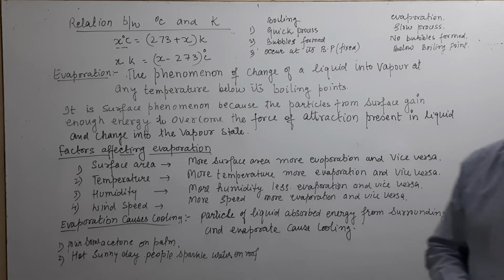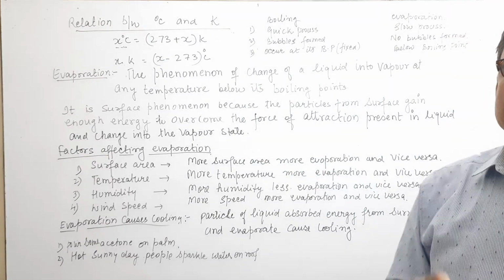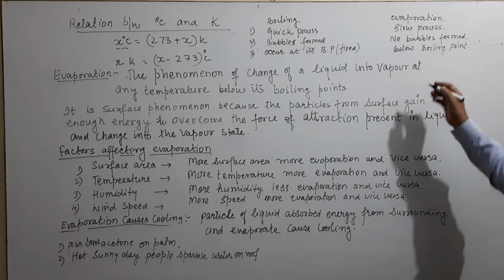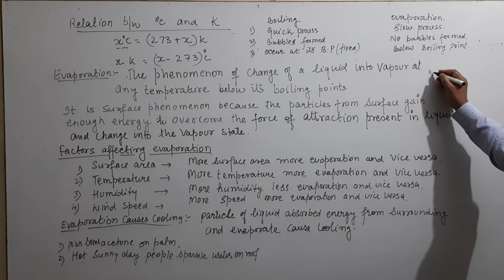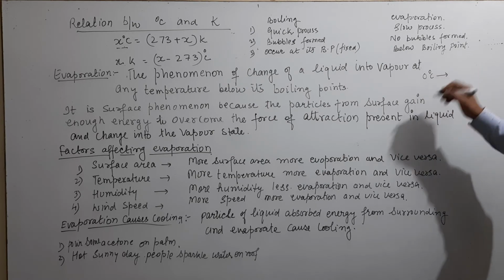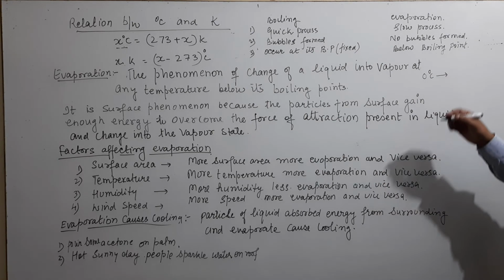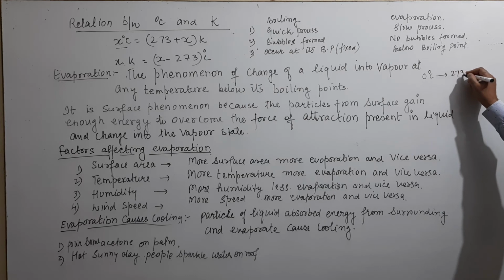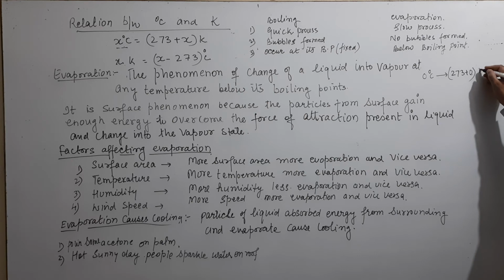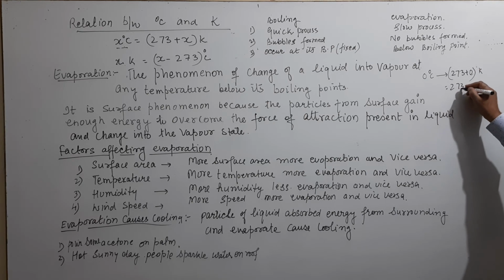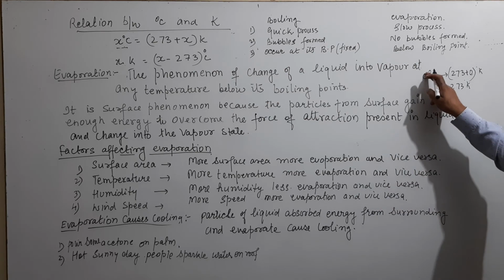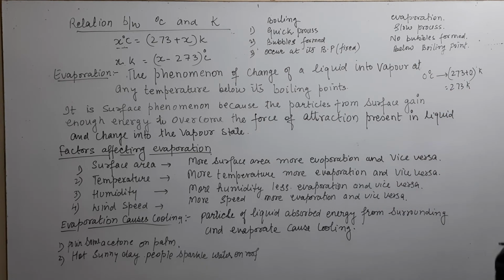And we know very well the state of water when ice melts, the temperature you measure will be 0 degree Celsius. Then converted into Kelvin, what do I do? 273 plus 0 equal to 273 Kelvin. It means 0 degree Celsius is equal to 273 Kelvin.